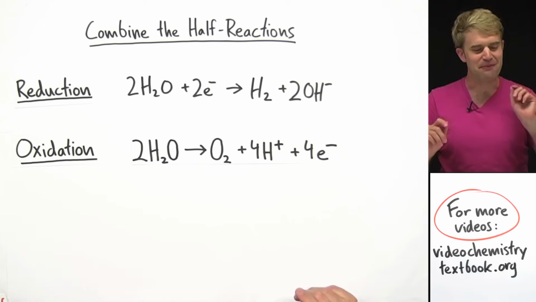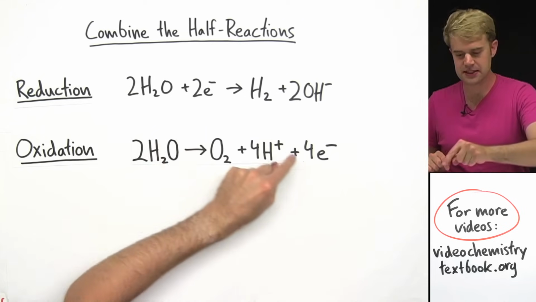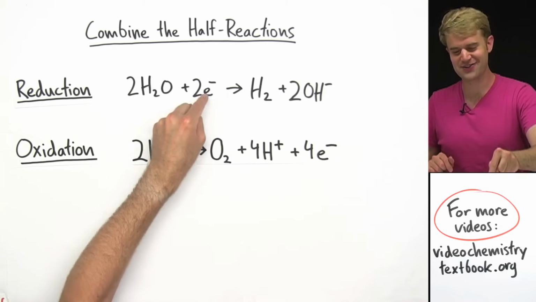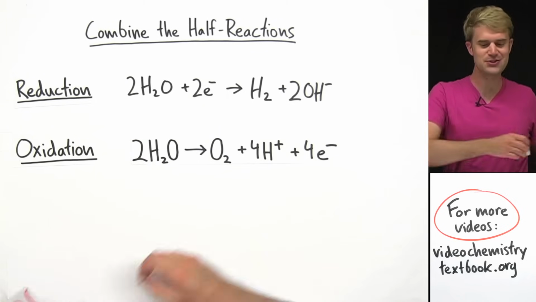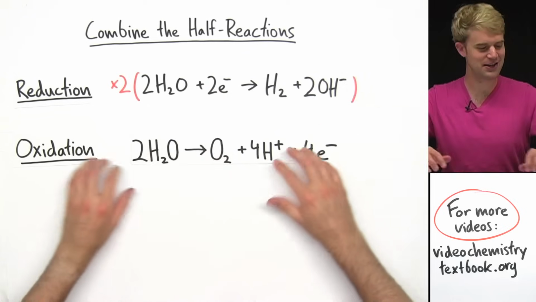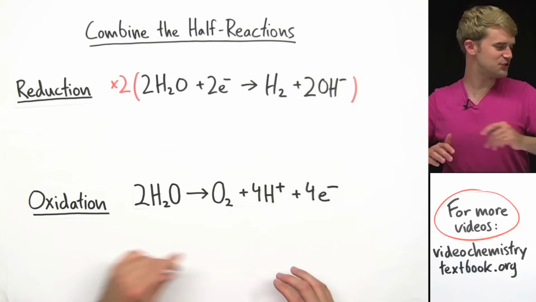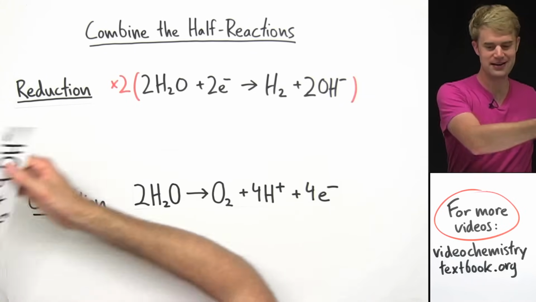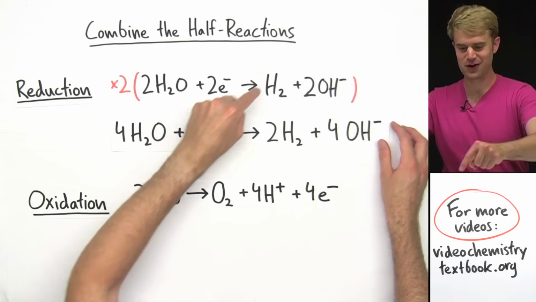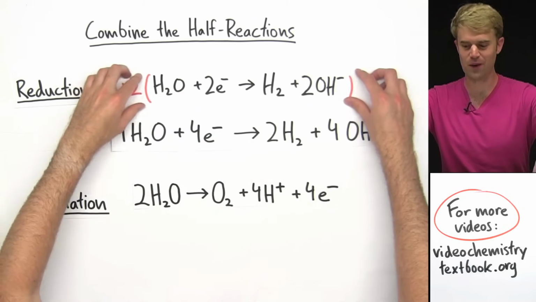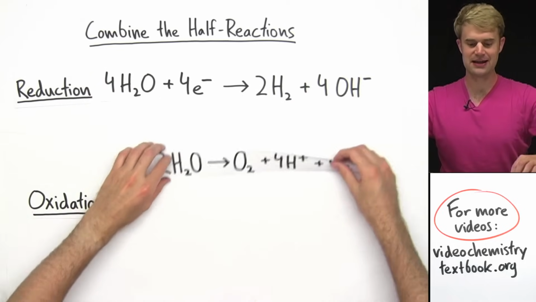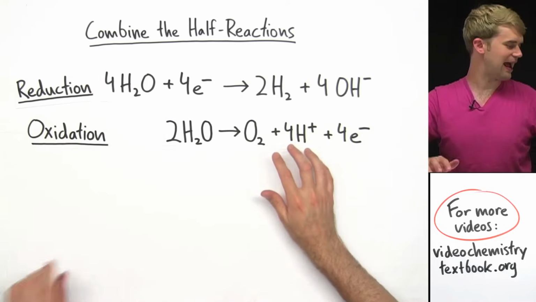Okay, now so for combining these half reactions, we want them to have the same number of electrons. The reduction half reaction only has 2 electrons, we have 4 here. So the way we're going to solve this is we're going to take this whole equation and multiply it by 2. And distributing this 2 across the equation, we are going to end up with this: 4H2O, 4 electrons, 2H2, and 4OH minus. So that is our new reduction half reaction. Now we can take these 2 half reactions and add them together.